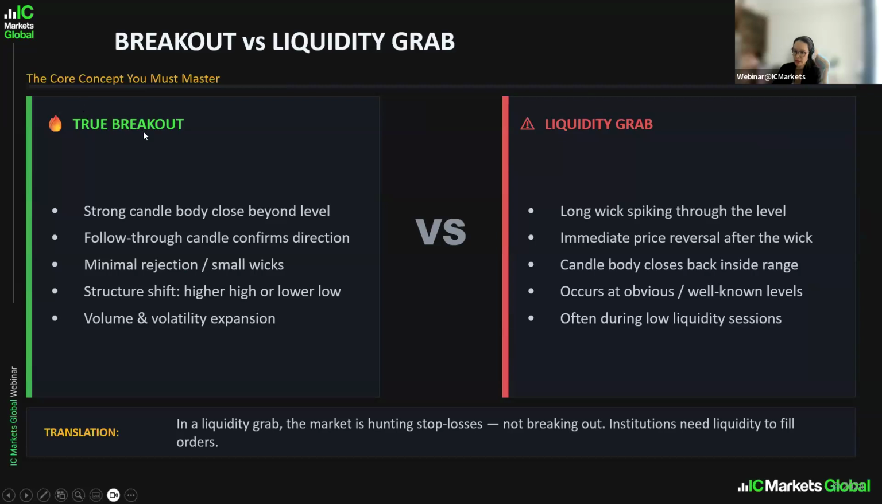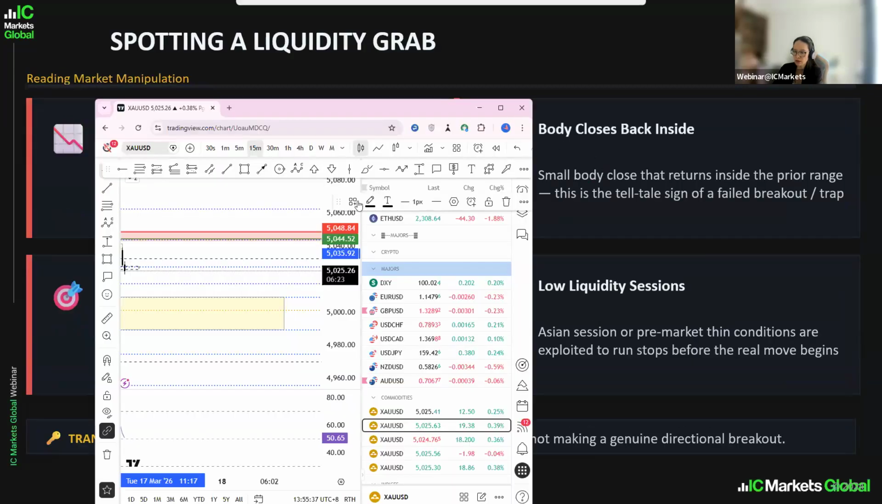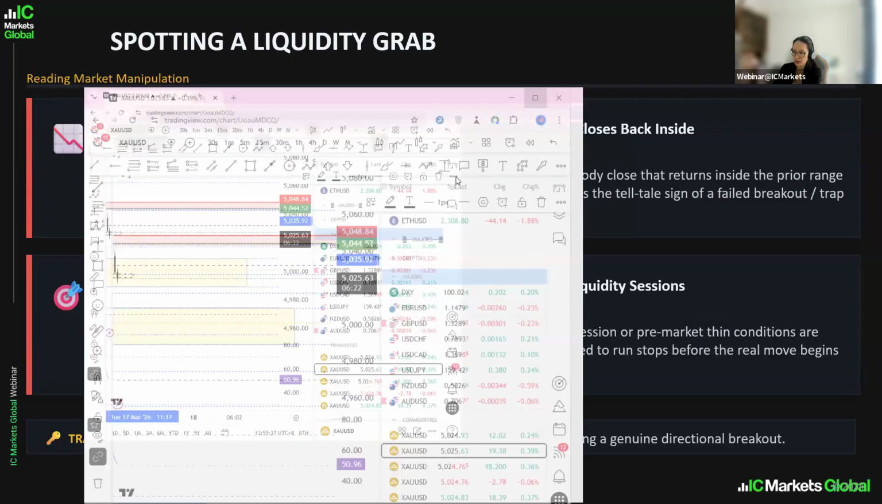Here, a true breakout: a breakout with a strong candle beyond the level and a structure shift. Try to make a higher high or lower low. Higher high for the bullish, lower low for the bearish. And this one, price broke out in the M15 and made the higher high.